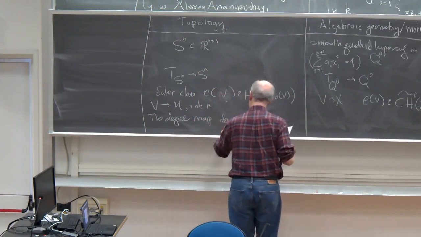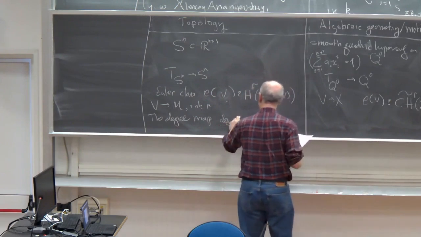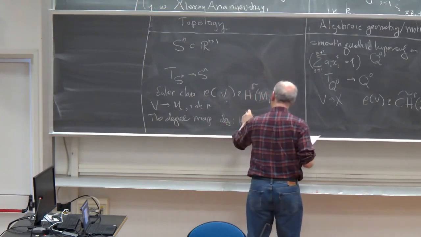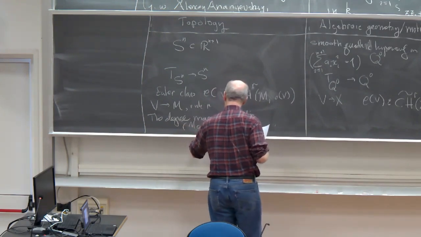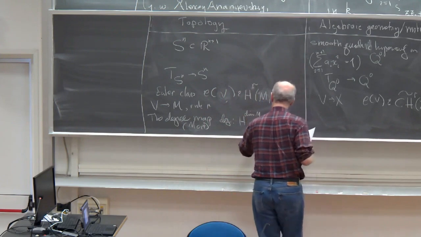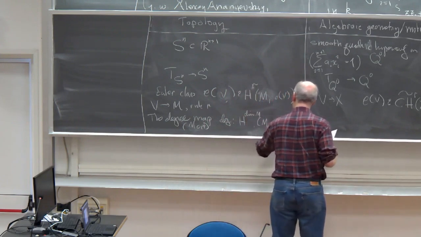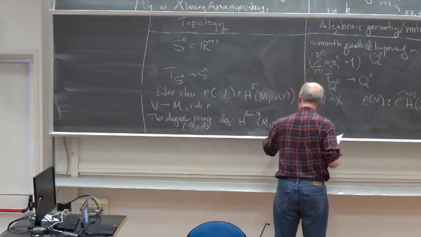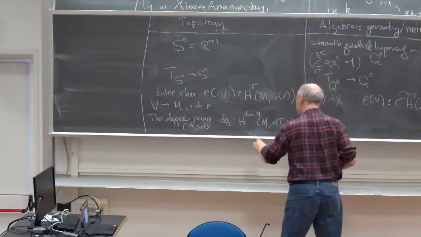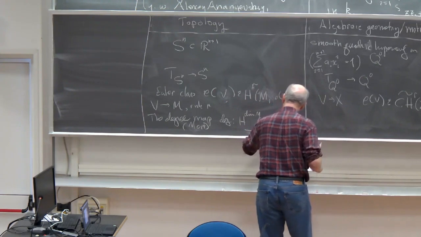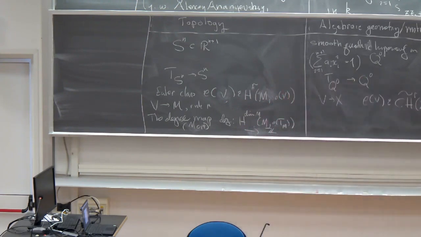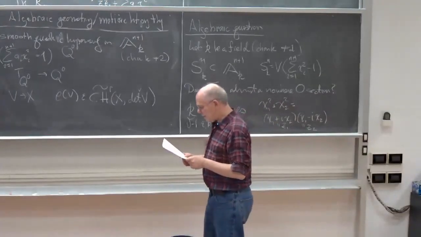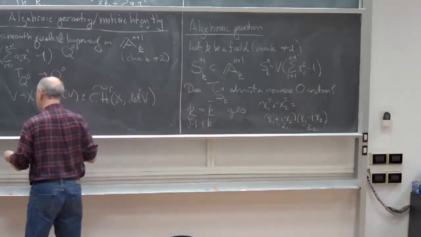We have the degree map going from the top cohomology. Let's say M has to be compact now. Top cohomology of M, with coefficients in its orientation bundle. That's the orientation bundle for the tangent bundle to the integers. For connected M, that's usually an isomorphism, I guess. Okay, and here we have the degree map.